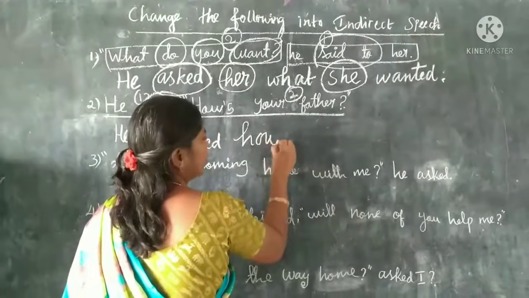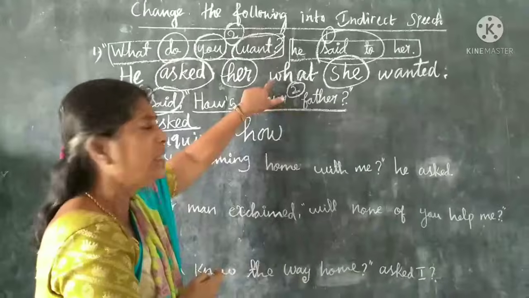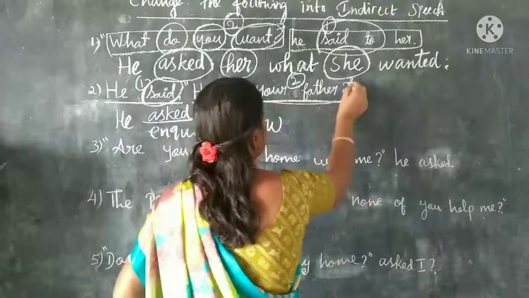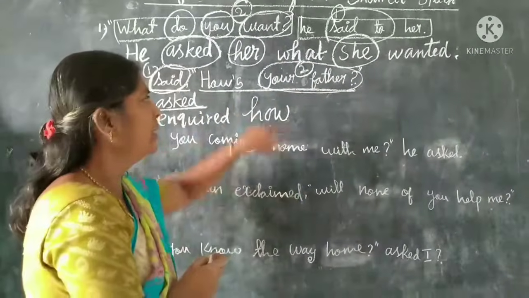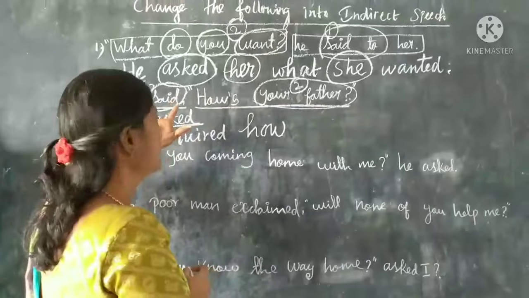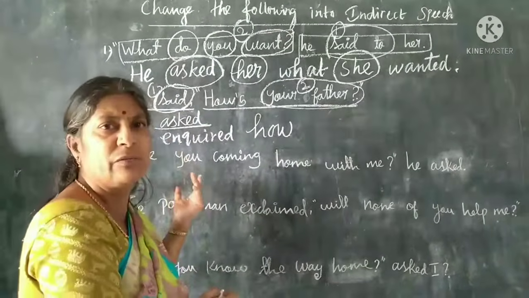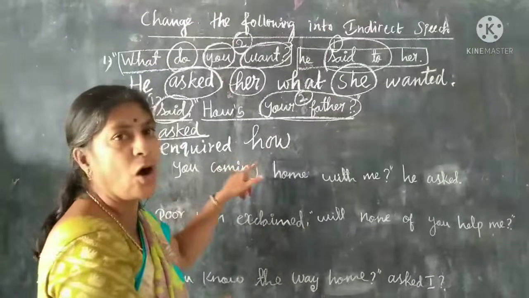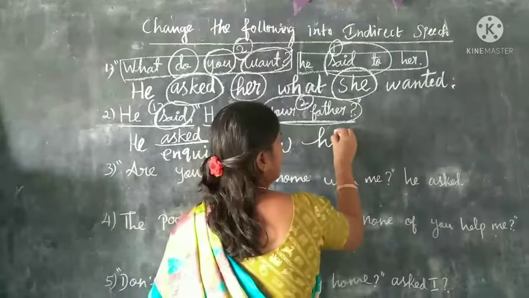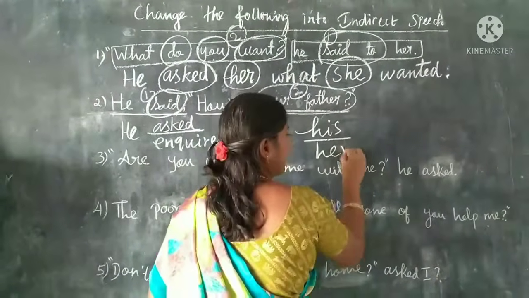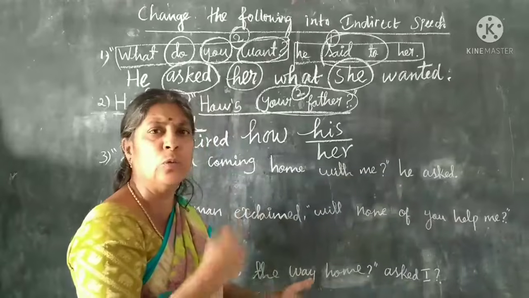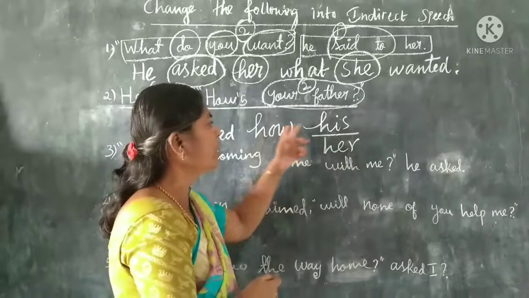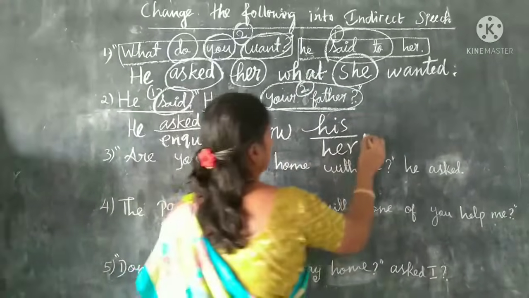How. You can write the question word. Similarly, as we did here, the same way you can write the question word here. Then take the subject. What is the subject here? Your father. The word you always refers to the second one. So the second one is not given. So you can write either he or she. So he enquired about his father. His, because it is not given directly. He is speaking to whom? So you can write either, it is a male or female. So how his or her father.